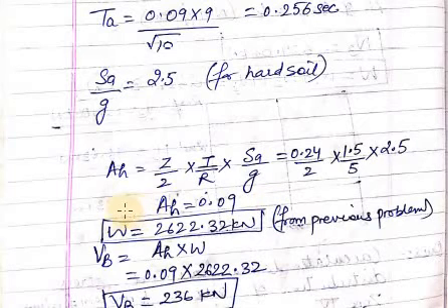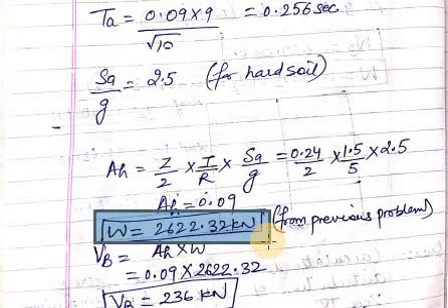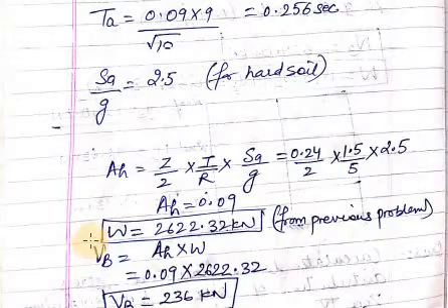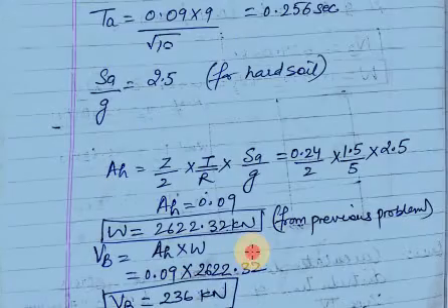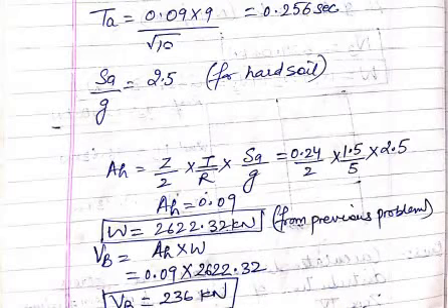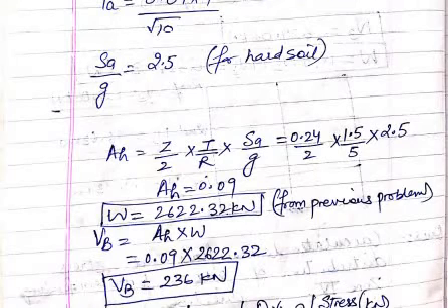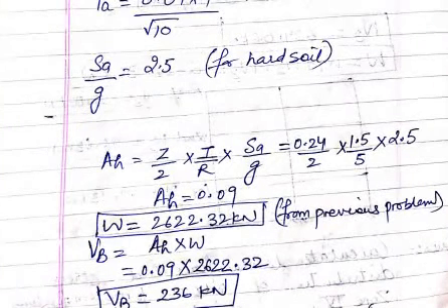equal to 0.09. Now the value of total seismic weight W is 2622.32 kilonewton from our previous problem. Now to calculate the value of base shear, we just multiply Ah with W, that means the seismic weight. We will get the value of VB, base shear, as 236 kilonewton. Now we have the value of VB.